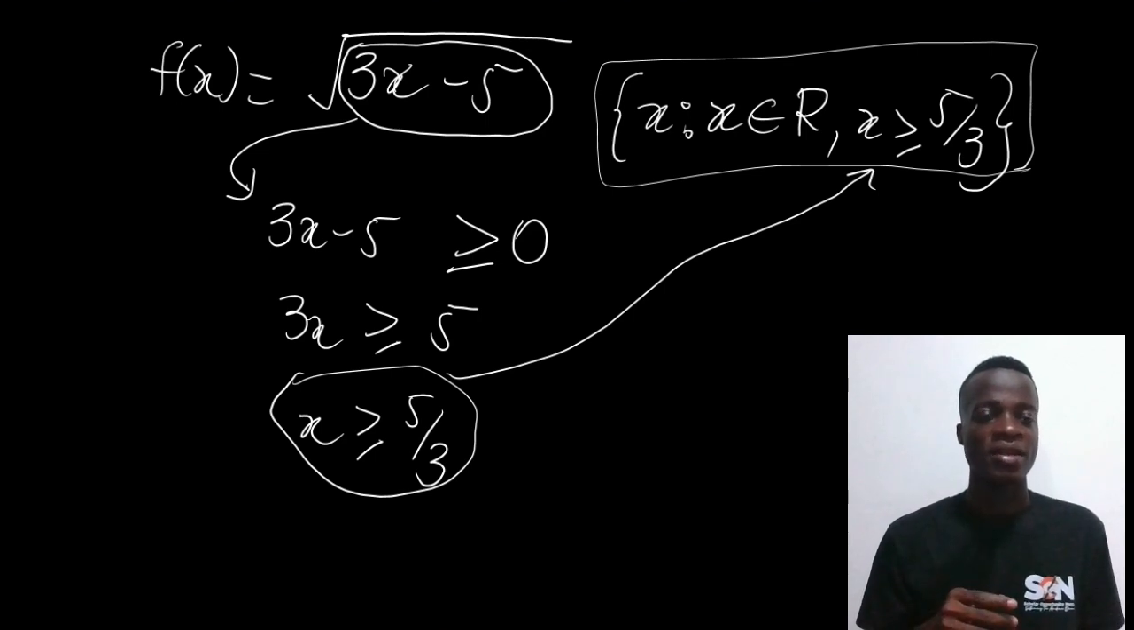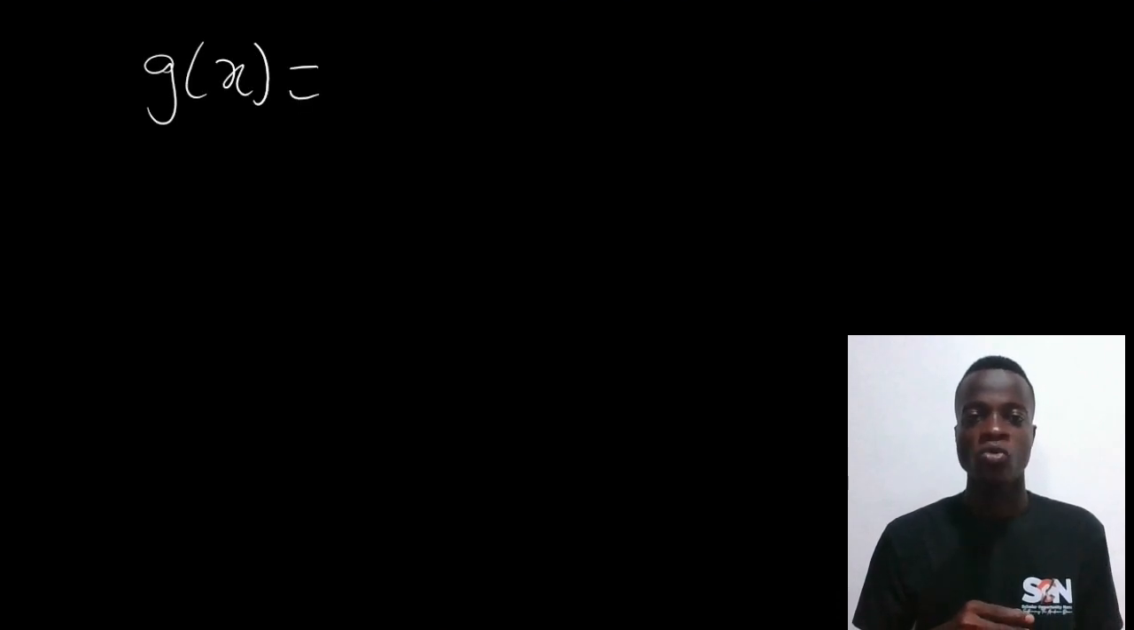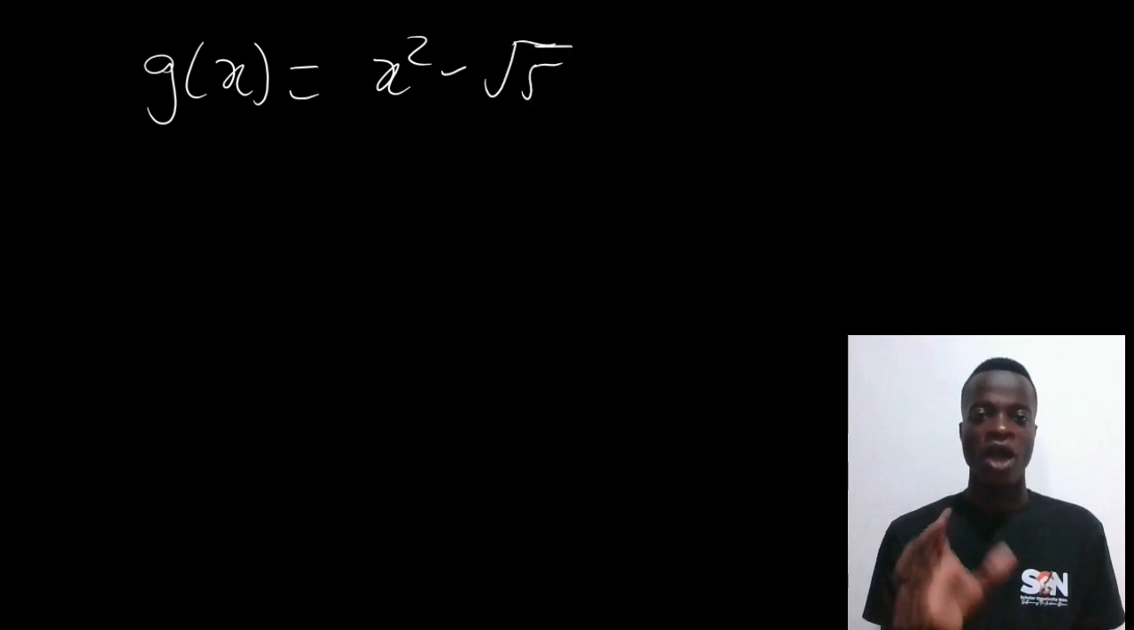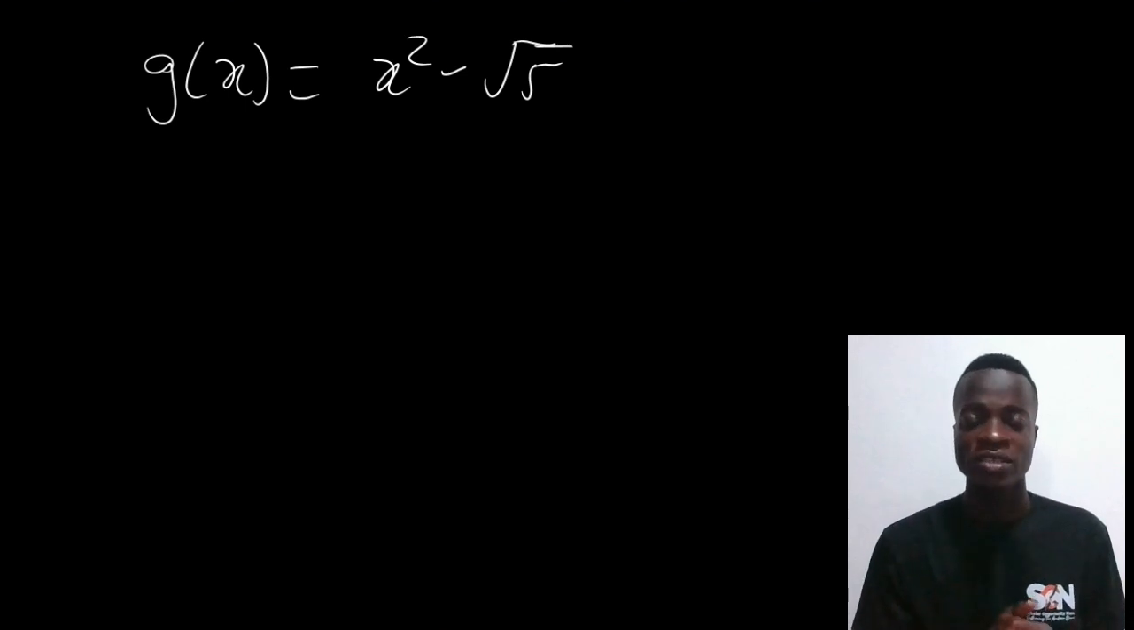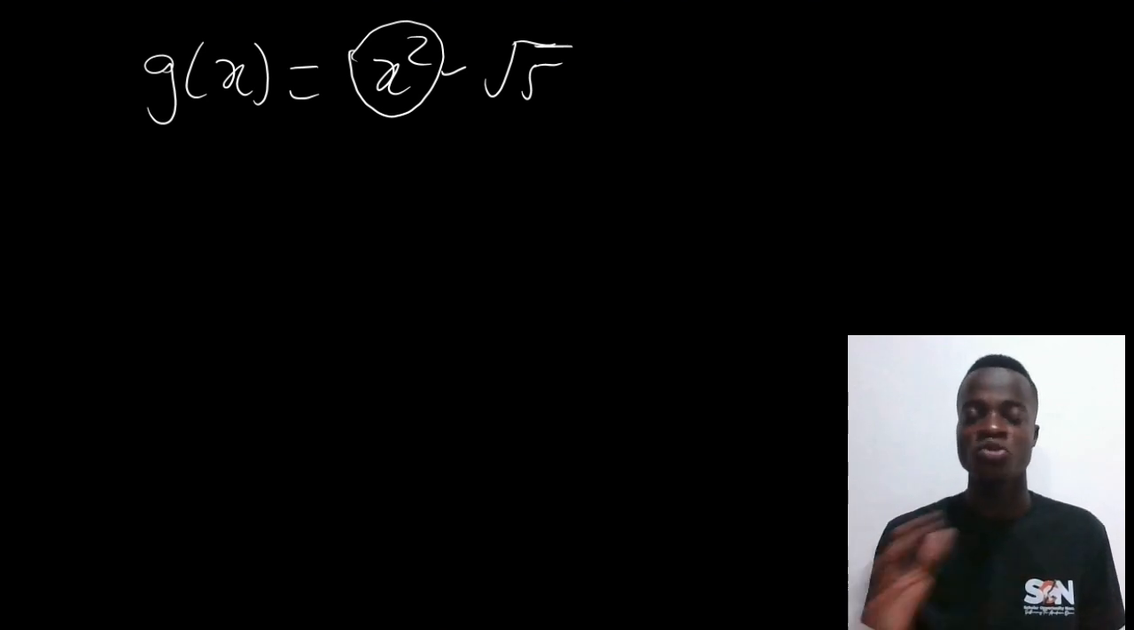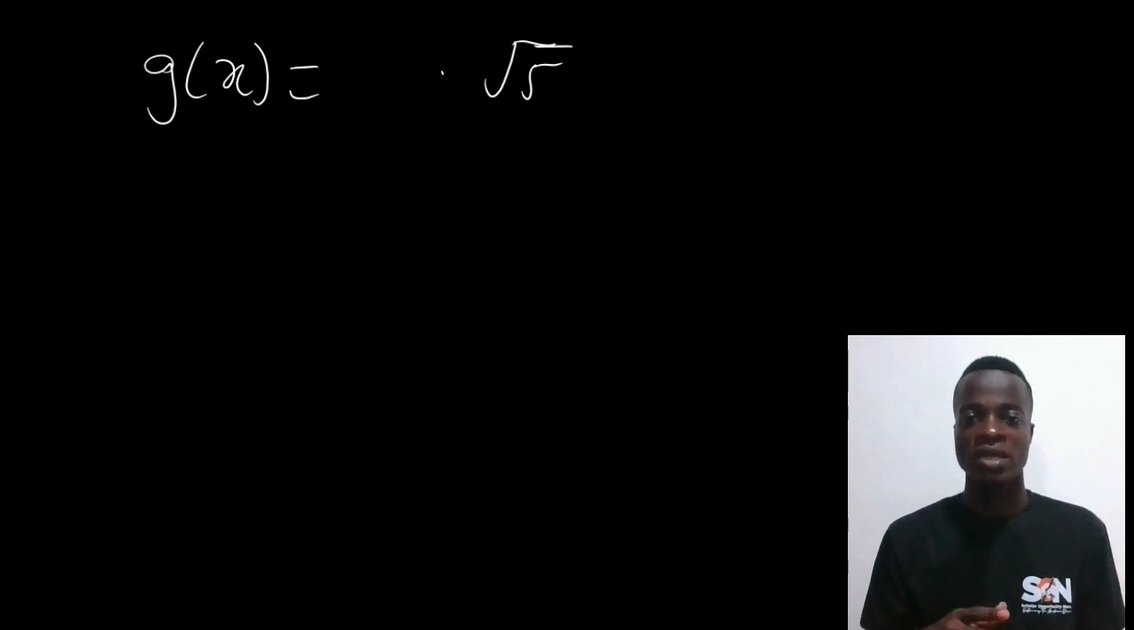Let me take another example. g of x is equal to x squared minus root 5. If you have this, what do you think will be the domain of this function? Our input variable x is not under a square root. So this one is just straight, there's no exception. But then let me change it and give you an example of a radical function, so that we can continue. That's what we are focusing on.